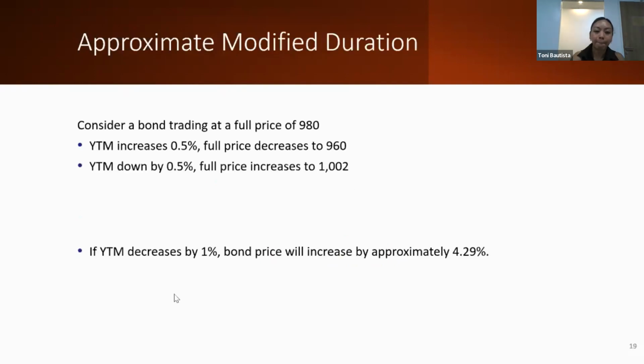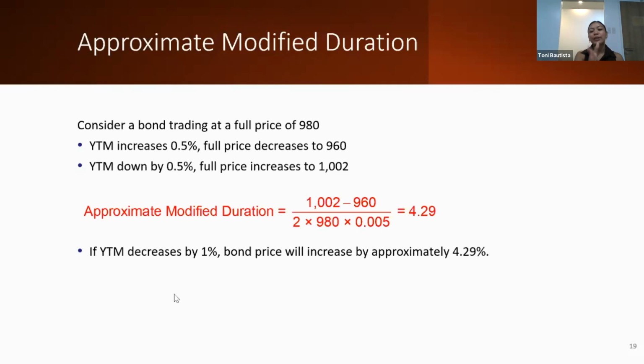Now, let's consider this example. How do you compute for your approximate modified duration? Let's assume that if your YTM increases by 0.5%, the full price, so when I say full price, this is your dirty price, decreases to 960. The current price of the bond is at 980. If YTM moves lower by 0.5%, the dirty price would increase to 1,002.